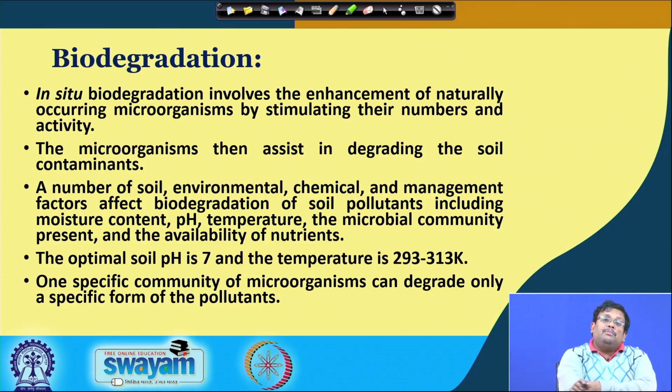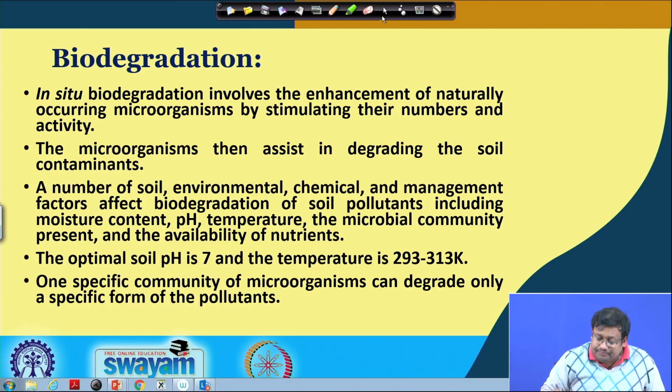And the optimum soil pH for bioremediation is 7, whereas the optimal temperature is 293 to 313 Kelvin. One specific community of microorganisms can degrade only a specific form of pollutants. So, their specificity for degrading some of the chemical or environmental pollutants is well established. So, we will discuss a couple of them.